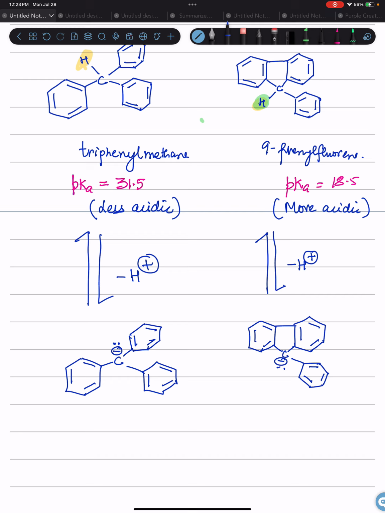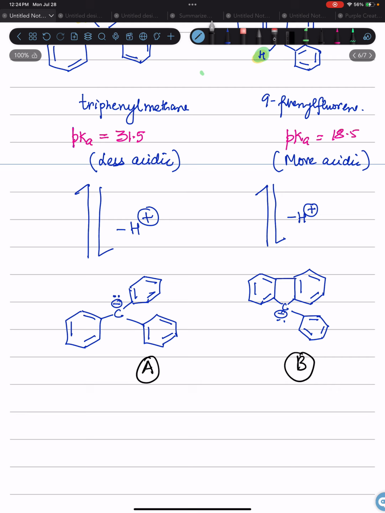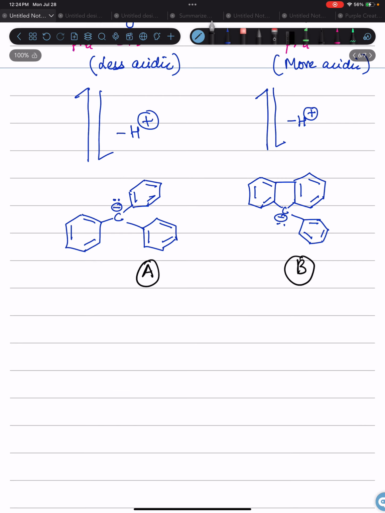Now, if you compare the stability of these two species, the anions which are generated, say we give them the names A and B, that can tell you a lot about this trend. Which of them is more stable? That will tell which would be formed more readily and in more amount, which means the acid of that conjugate base would be more acidic. Now, if I focus on A, there are 3 phenyl rings connected to the negatively charged carbon. Similar is the case with this one.